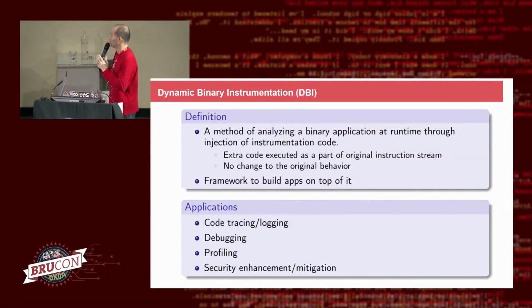So the idea behind DBI is very simple. DBI is a method for analyzing the binary operation at runtime by injecting actual code into the program at runtime. So the idea is that the injected code is executed as a part of the original code without changing any context of the program. We don't change the behavior of the program. And when talking about DBI, we're talking about the framework. We don't talk about end user tools, but a framework, so we can build our own tools on top of DBI.